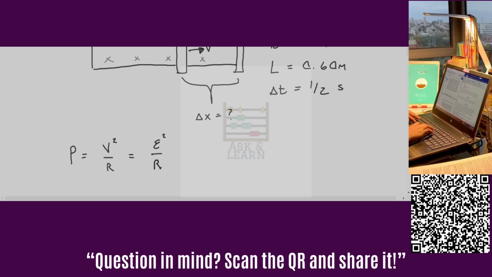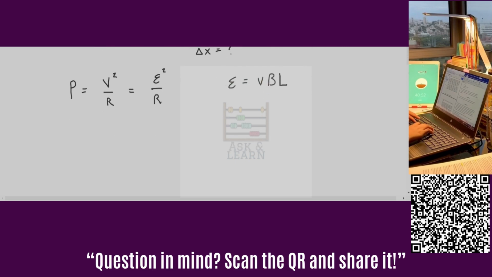Where our motional EMF, given that the velocity of the bar, the magnetic field, and the length of the bar are all perpendicular to each other, and the field is constant, is just going to be V times B times L. Velocity times the magnitude of the field times the length of the bar. So if we plug that into our equation for power, we're going to get that the power generation is (VBL) squared over R.